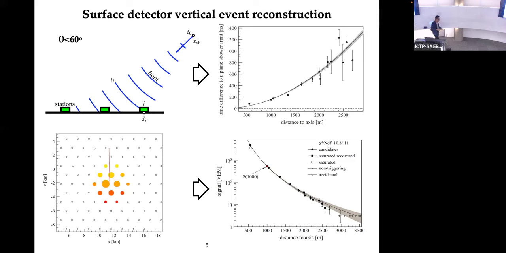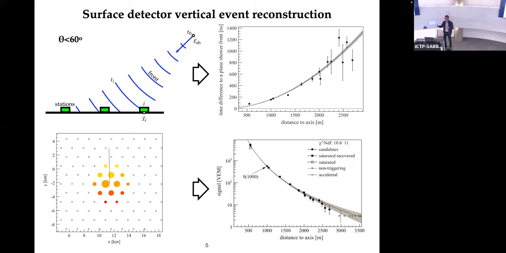But that's the distance to the shower axis? Yes, that's the distance to the shower axis. Exactly. You can just draw a line along the shower axis, and then calculate the distance from each station to the shower axis. For many years, this was done with simulations, correlating S1000 with the energy of the shower.